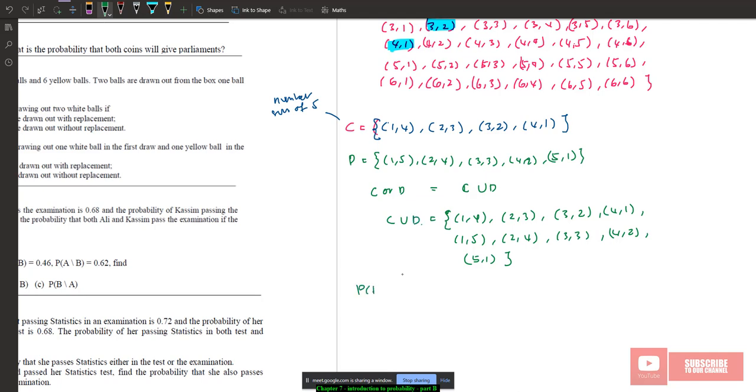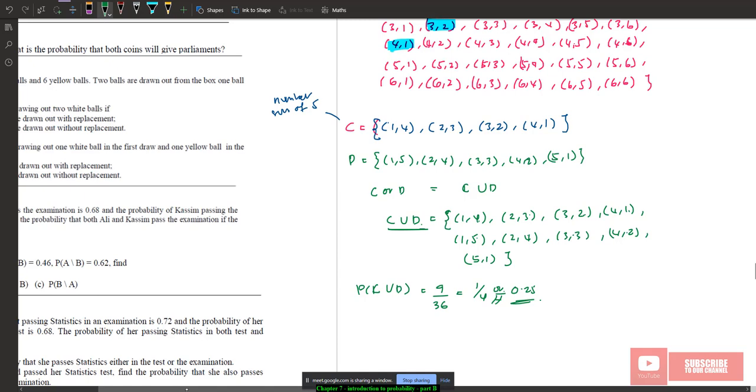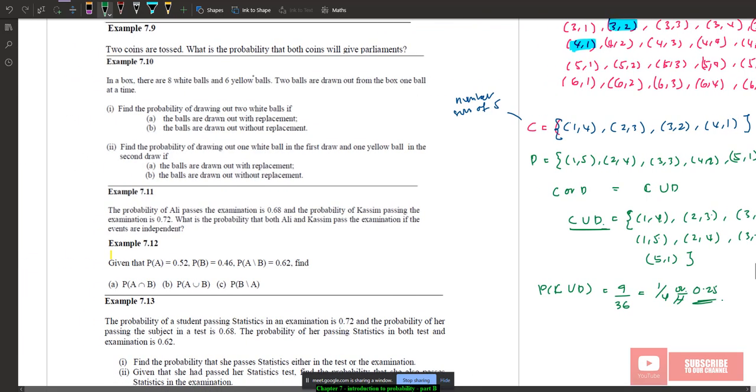If you want to find the probability of C union D, we are going to count the number of elements in C union D, which is 1, 2, 3, 4, 5, 6, 7, 8, 9. 9 divided by the total number of all possible outcomes, which is the number of elements in the sample space, which is 36. So this should be 1 over 4 or 0.25. So this is how we calculate the probability of the sum of 5 or the sum of 6.